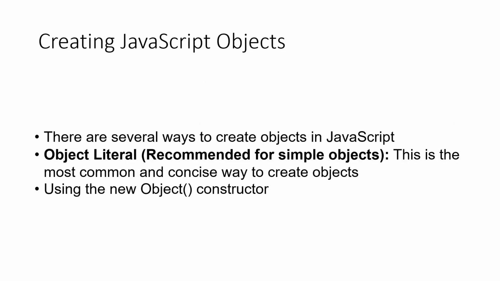So let us start creating JavaScript objects. There are several ways to create objects in JavaScript. The first one is the object literal, which means directly creating the object with curly braces. The second one is using the new Object constructor. Let us see these two ways.